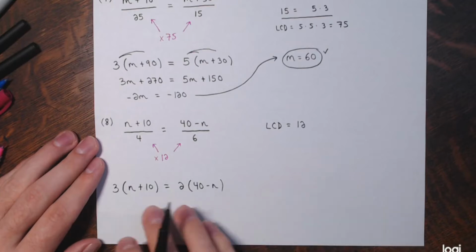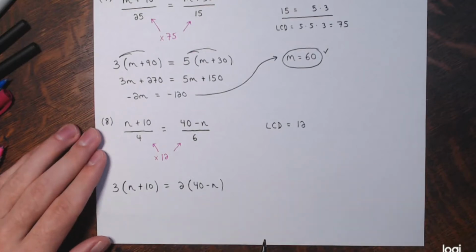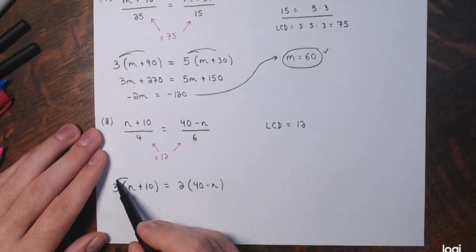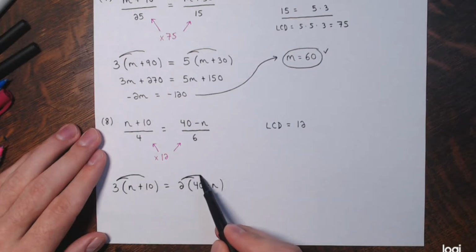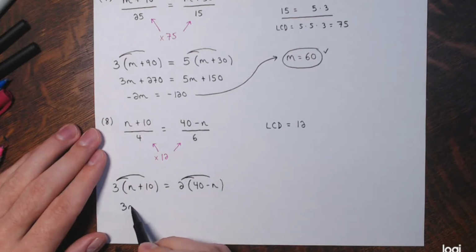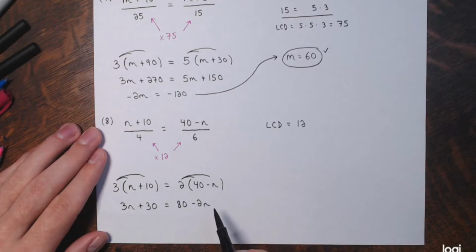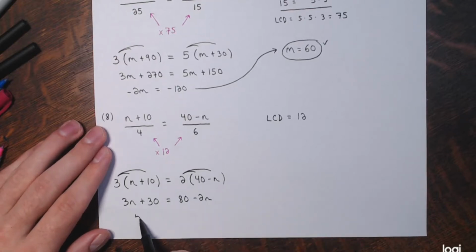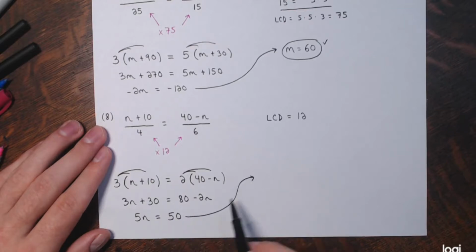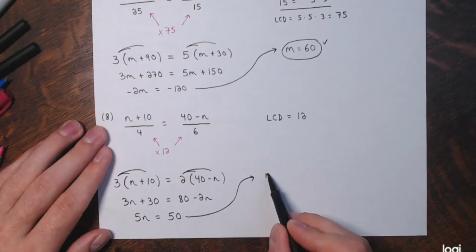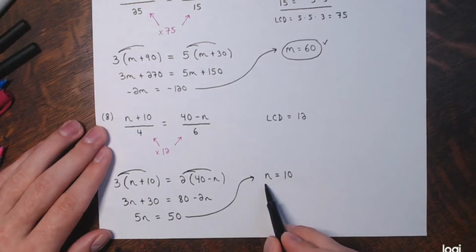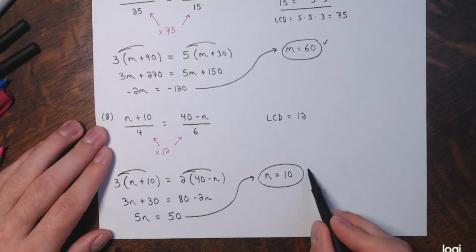All right, now I'm solving this equation, and again, of course, we'll check our solution. Distribute the 3 here, the 2 here. This is 3n plus 30 equals 80 minus 2n. Adding 2n to both sides gives me 5n on the left. Subtracting 30 would give me 50 on the right. And then dividing both sides by 5, n equals 10. And then don't forget to check it.